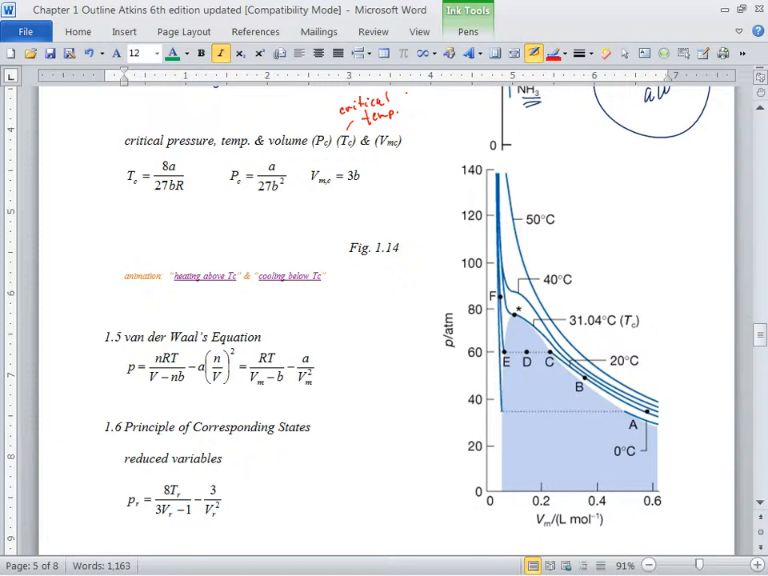Above this critical temperature, you cannot tell the difference between a what and a what? A gas and a liquid. It's a whole new substance. They call it a, does anybody know this? Supercritical fluid. A supercritical fluid. You can't tell the difference between a liquid and a vapor. It's just, I don't know, it's too dense to be a gas, not dense enough to be a liquid. It's a very odd substance.